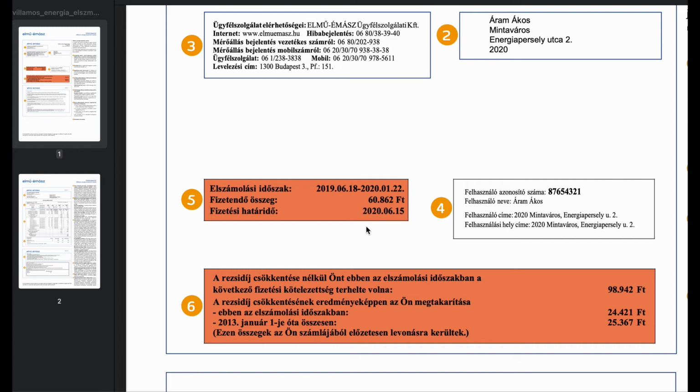Now, this figure, of course, is not a month-to-month. What they're using here is a 6-month period. So, as you can see, the date, June 2019 to January 2020. So, normally it's a month-to-month. So, keep that in mind. And at the bottom, you'll see the due date.